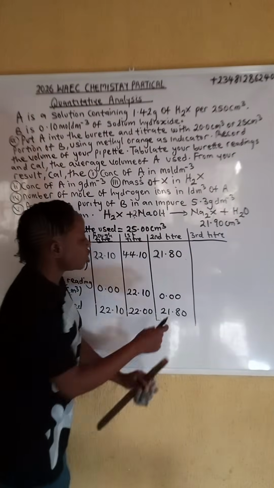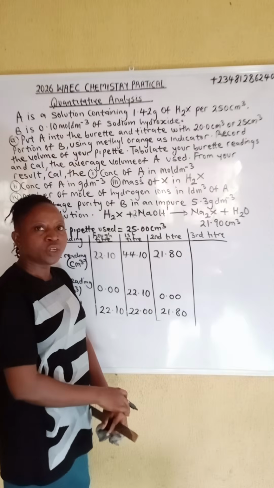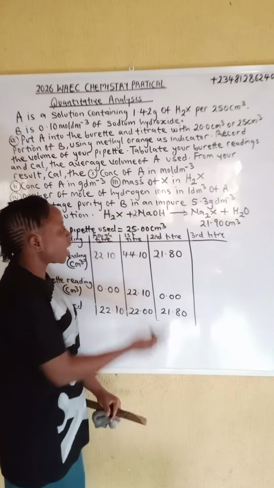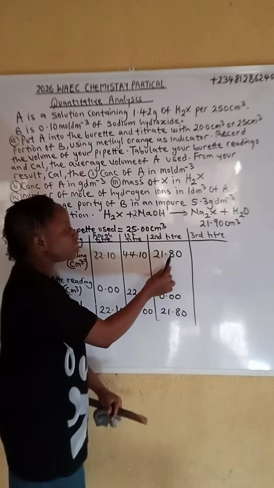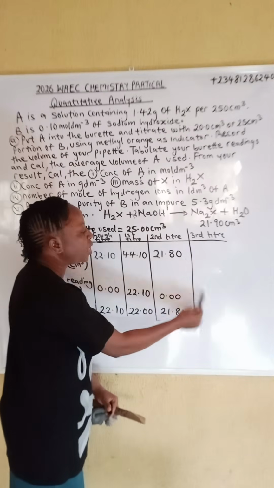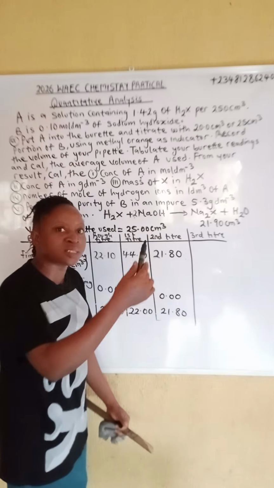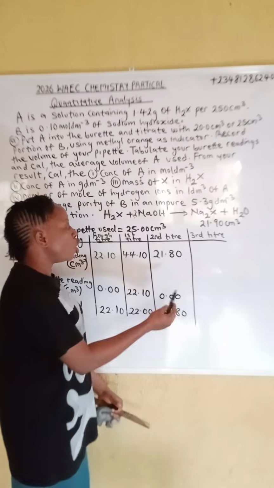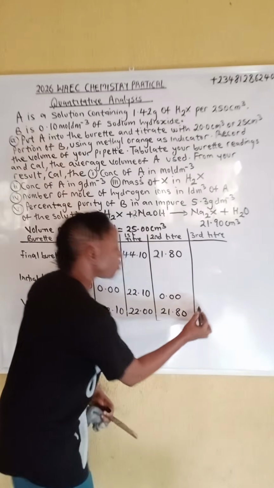If you like, you can still fill it up. If you like, you can start from 21.80, so your initial reading here can be 21.80. Or you fill it up, then you start from 0.00.